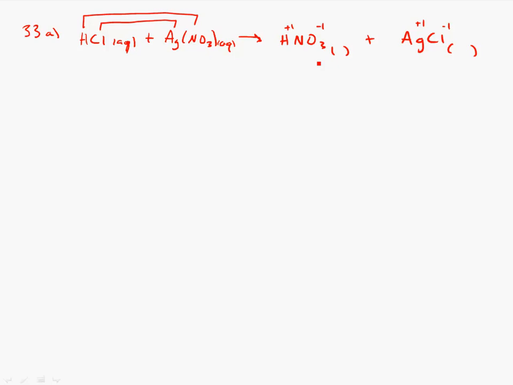So if you look under your table, it says nitrates are pretty much always soluble. So this one will be aqueous. And chlorides are soluble too, but except when they're with silver. Silver is an exception to the rule. So this is going to be the solid.